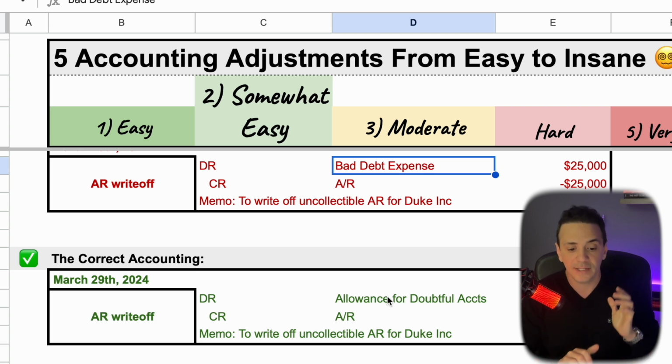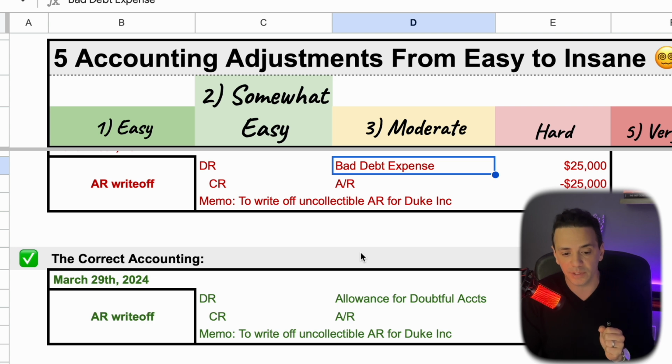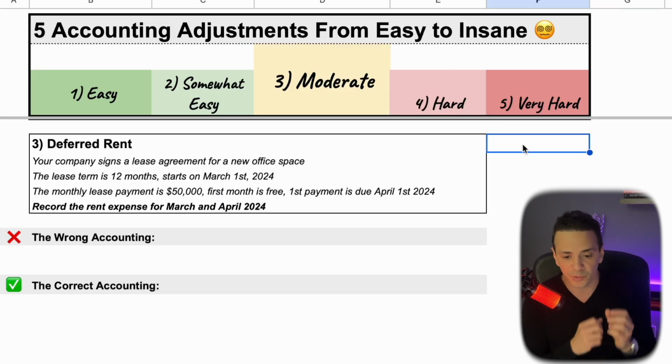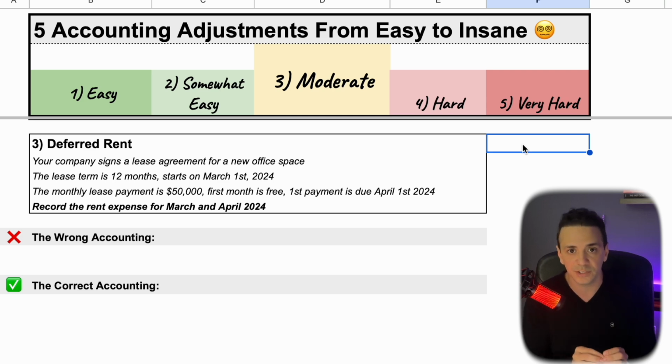Okay, great. So let's move on to the third level here, which is moderate level of difficulty. All right, here we go. So this is going up in intensity and difficulty. I hope that you're learning.